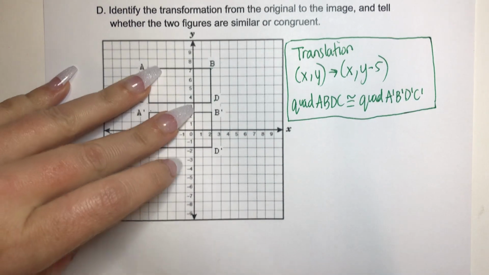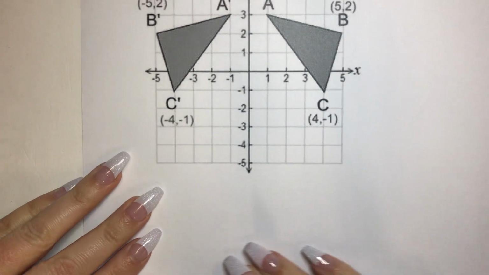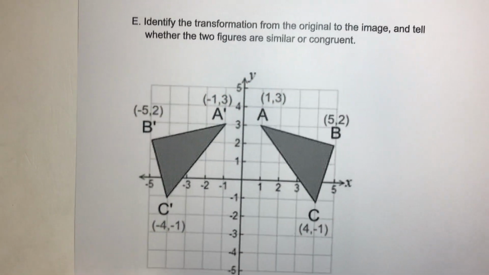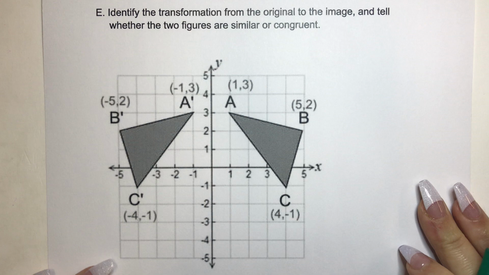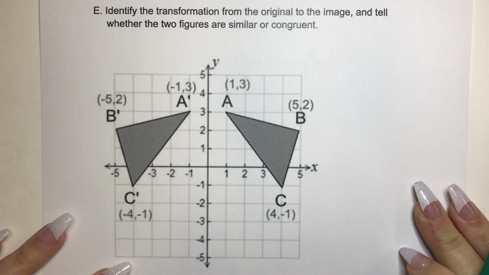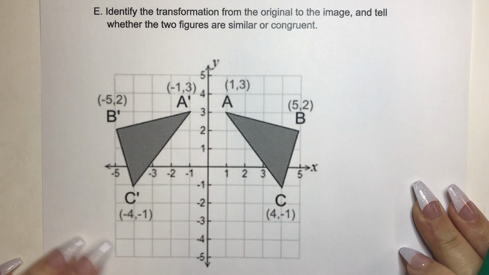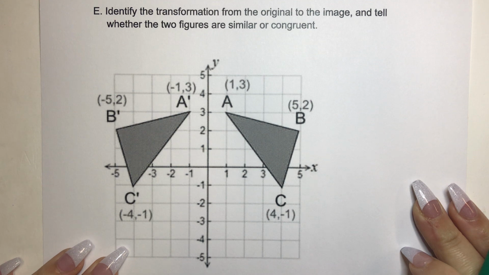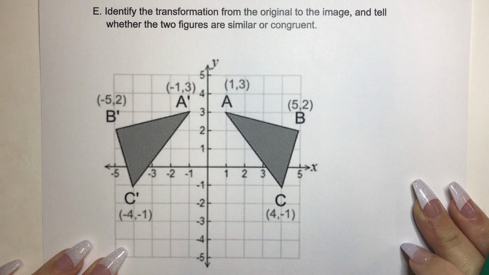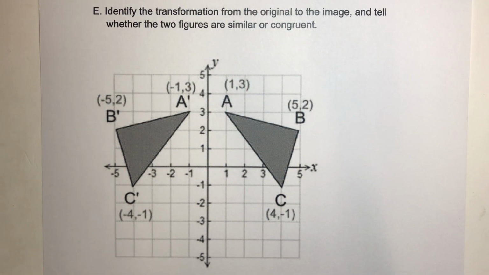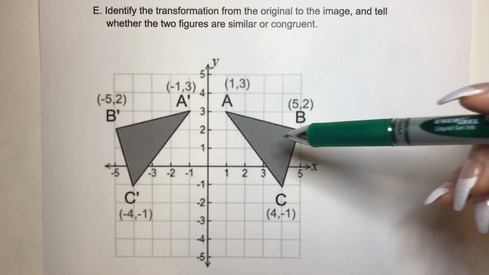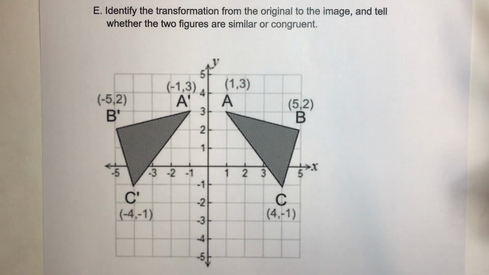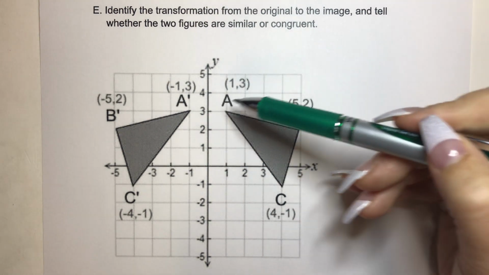Okay, so this is the last problem that we're going to look at together, problem E. We're going to identify the transformation from the original to the image. So this is the original, this is the image, and tell whether the two figures are similar or congruent. Okay, so what do we have? We have translations, reflections, rotations. What do you think? Let's see if it's a translation.